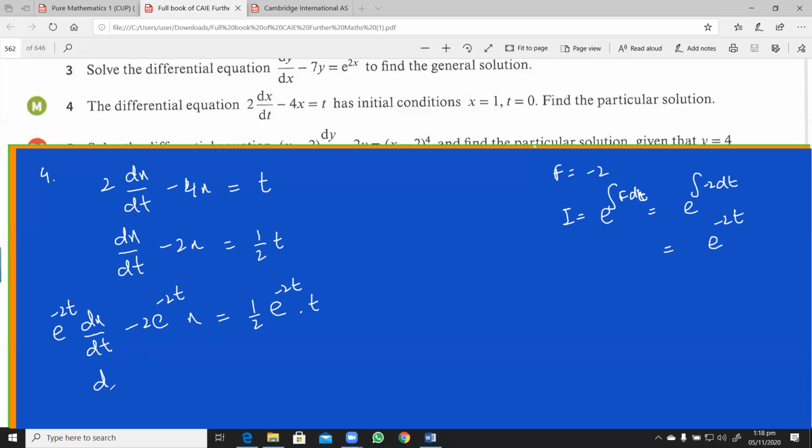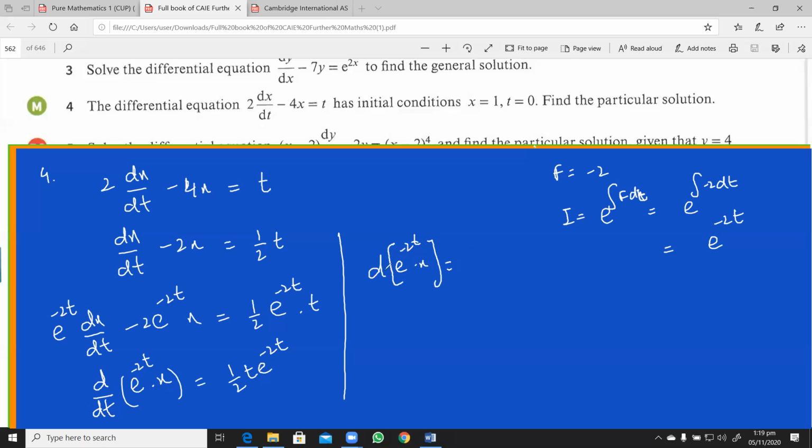So Xenia, this time you tell us what is this d by dt of? E raised to power minus 2t multiplied by x. Okay, so this is half t e raised to power minus 2t. Now we integrate this. This is going to be d of e raised to power minus 2t x, that is equal to the integral of half t dt.